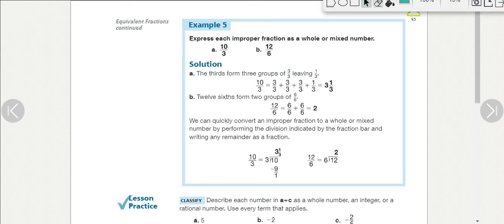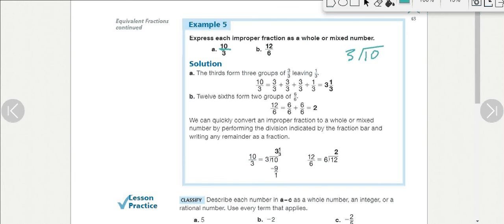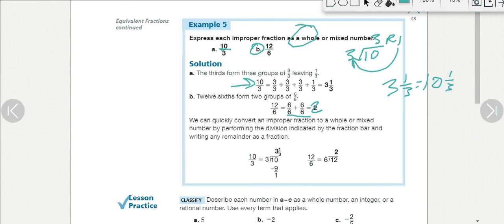So you can make 10/3 into a mixed number by dividing. That's what this fraction bar means. Divide 10 by 3. That's 3 remainder 1, or 1 over the divisor. 3 1/3 is equal to 10/3, but it's a mixed number. They show this doing it this way. B will come out even. 12 divided by 6, you can tell right off the bat. You don't have to really do all this work. It's going to come out evenly to 2. That's why we call it a whole number. Answer.